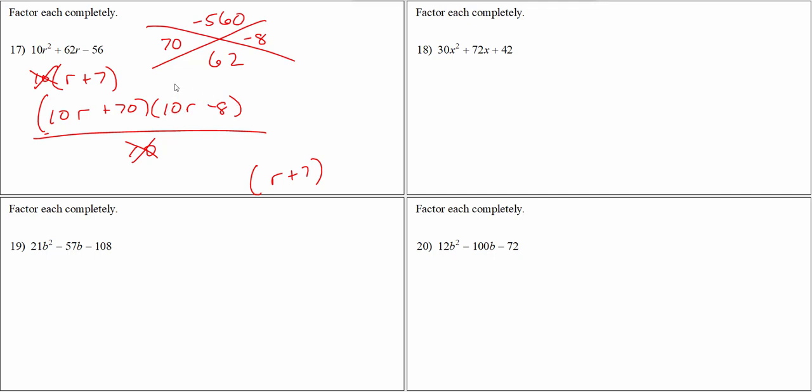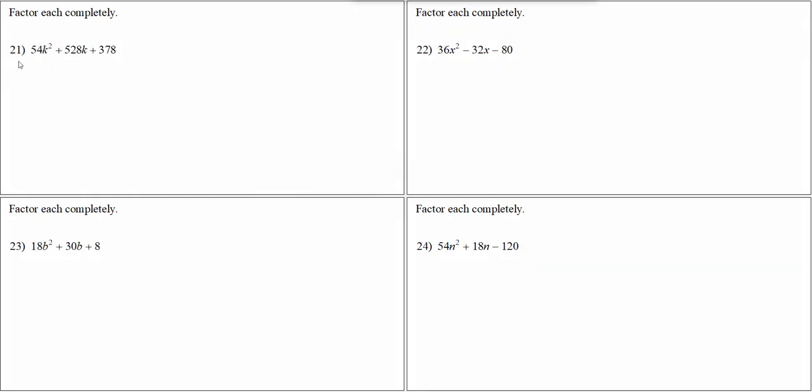10r minus 8, what can I cancel? What can I take out? I can pull out a 2, and I'm left with a 5r minus 4. This 2 does not cancel with anything, so it goes out front, and then a 5r minus 4 is left. Okay, that's how you do 18, 19, and 20 as well.